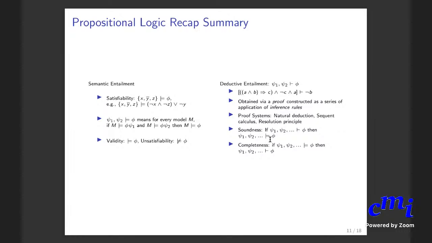So for succinctness, we are just using this double turnstile. It says that for every model in which all the preconditions, the psi's, hold, that for every model M for which all these hold, so does phi. That's how we should read it.